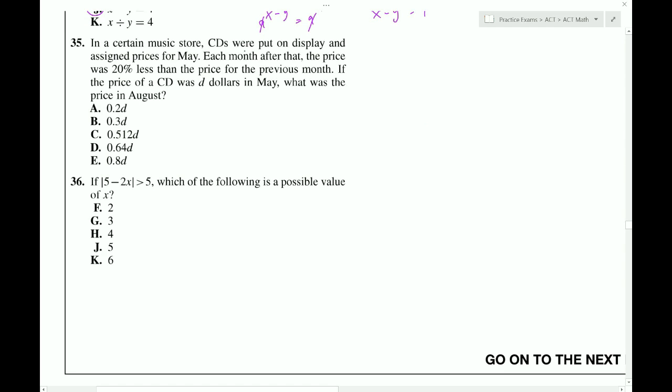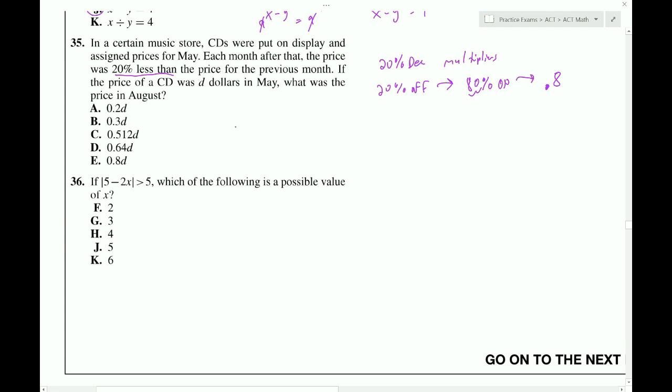In a certain music store, CDs were put on display and assigned prices for May. Each month after that, the price was 20% less, right? So there's a 20% decrease, so we should be thinking multipliers. What's the multiplier for 20% off? Well, we know 20% off is 80% on, and we always care about the percent on, because that's the part that we're actually paying. So turning this into a decimal, we get 0.8. Move the decimal twice to the left. That's our multiplier.